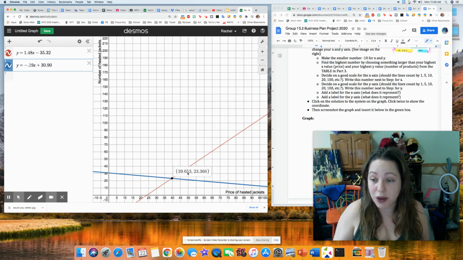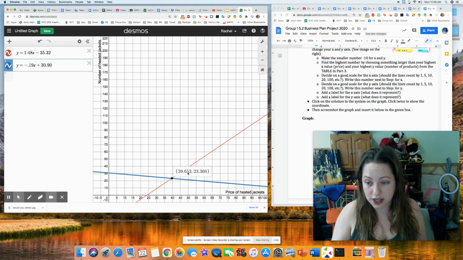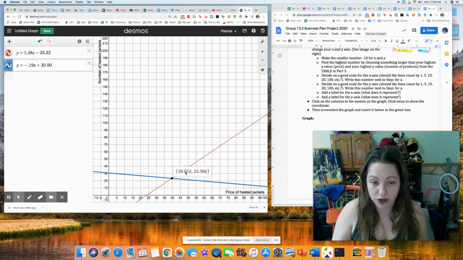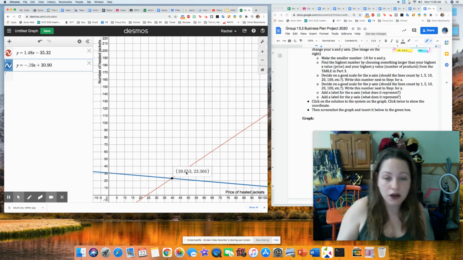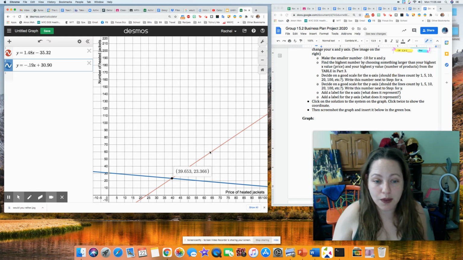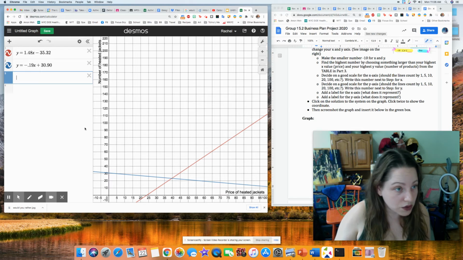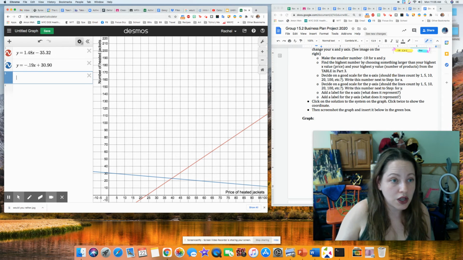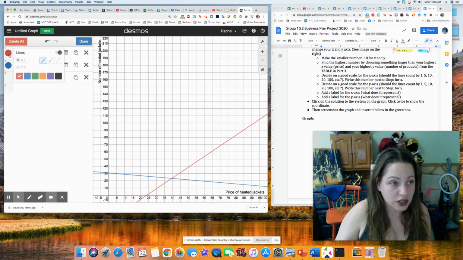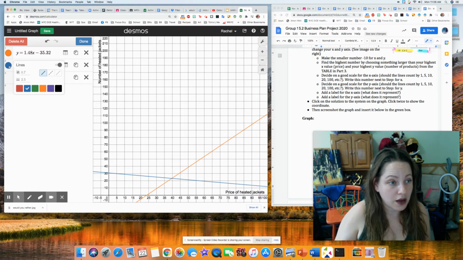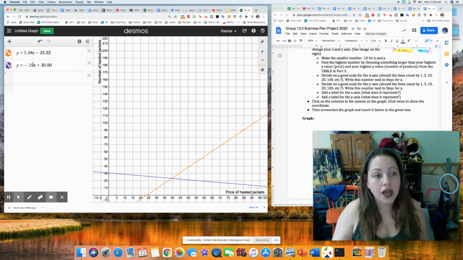So x is my price. That's my equilibrium price. It's what you should also get for your equilibrium price when you solve it. And y is approximately the number of heated jackets I would sell at that price. Great. If you want to label your supply and your demand equations, you can do that. The way you do that, oh, you can also change the colors. You click on settings and you just click on the dot and you can change it to whatever color you like. Maybe this one will be purple. And then you hit done.